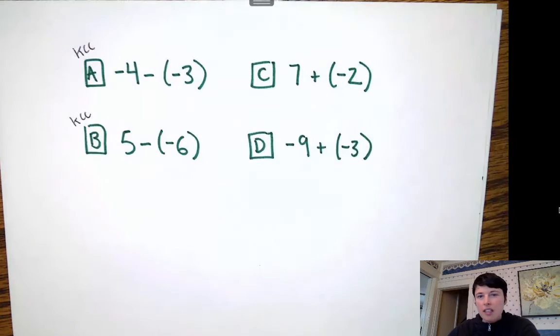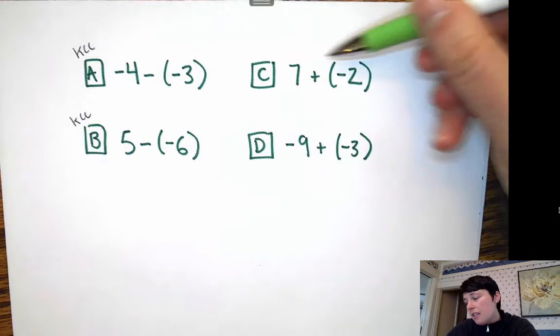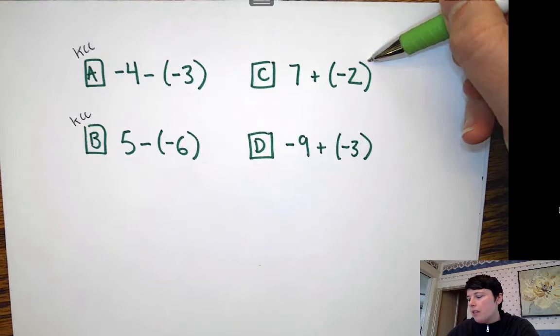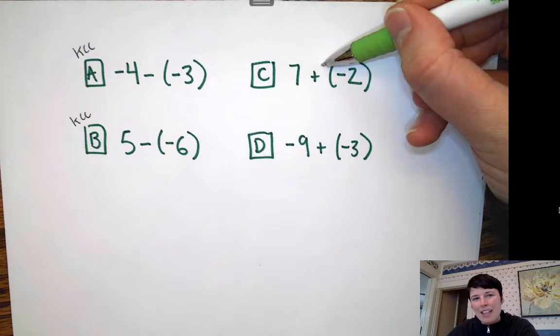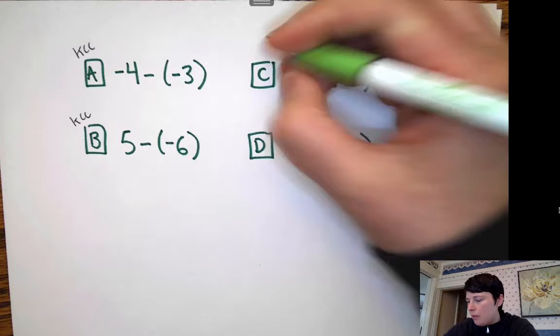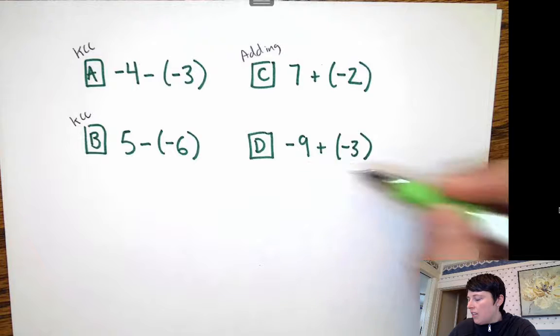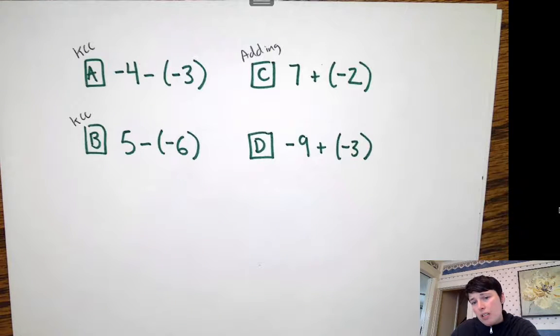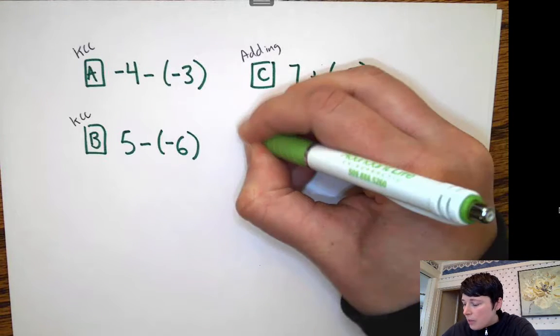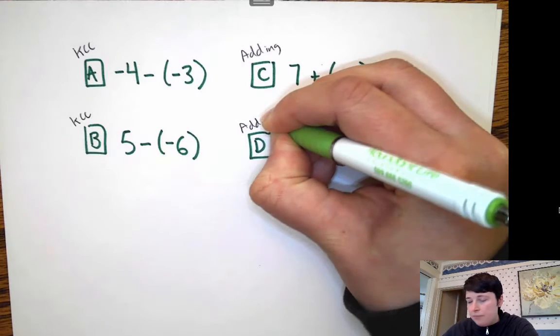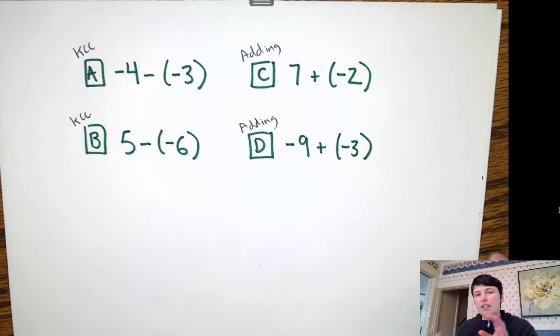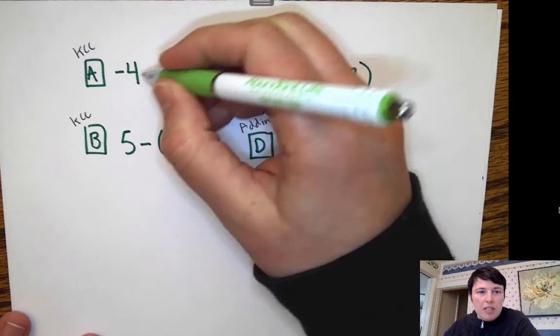I look at letter C and I see 7 plus -2. 7 plus, that's an adding problem. This is not K.C.C. We are looking at adding in this problem, okay? And D, -9 plus -3. That's another adding problem. No K.C.C. So once I've looked at the problems and I'm able to pick and choose when to use it and when not to use it, then I have to actually be able to use it. So let's try one of these K.C.C.